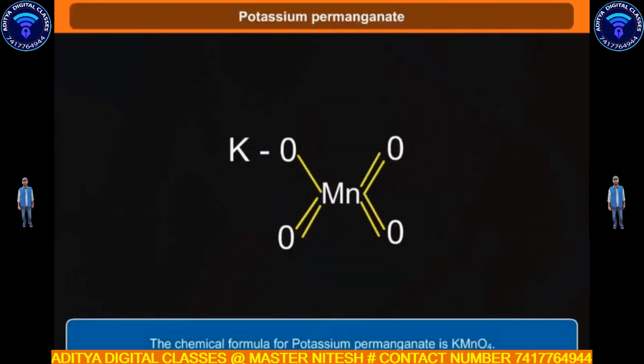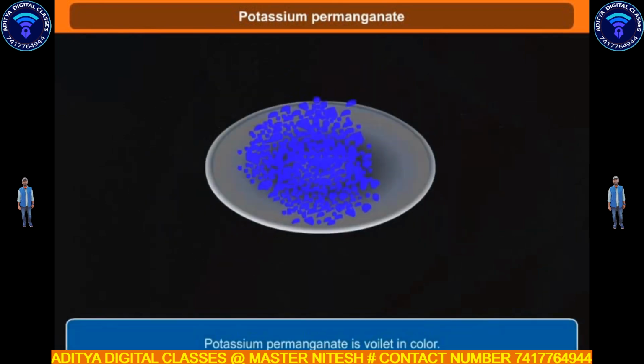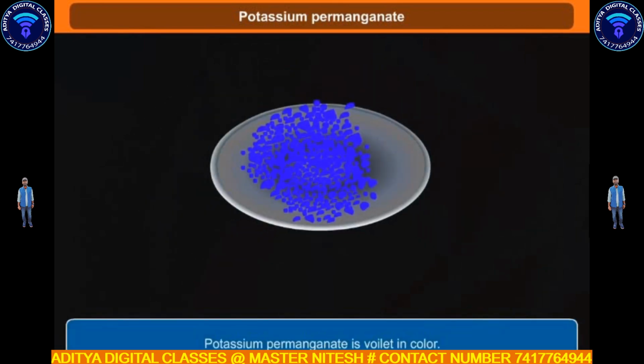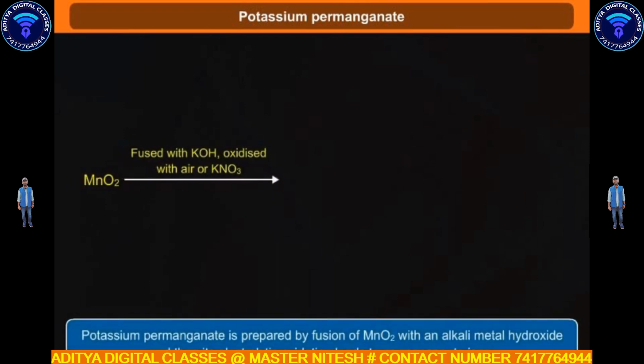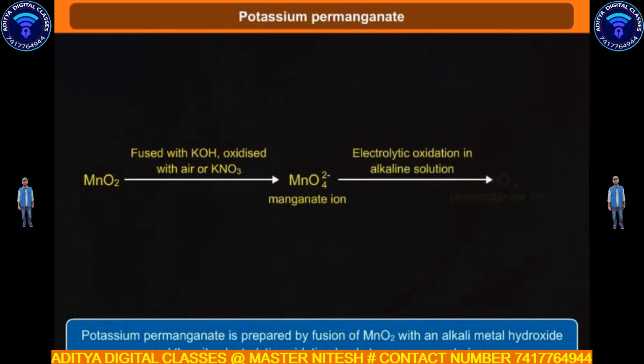The chemical formula for potassium permanganate is KMnO4. Potassium permanganate is violet in color. Potassium permanganate is prepared by fusion of MnO2 with an alkali metal hydroxide, and then its electrolytic oxidation leads to permanganate ions. The reaction is given as.